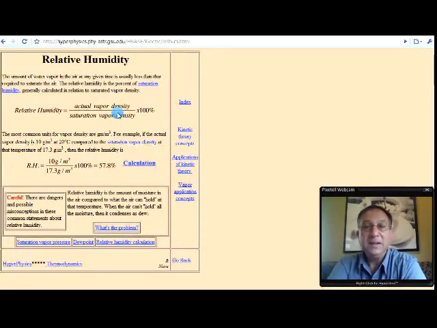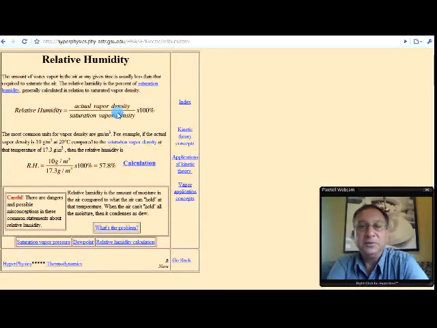In other words, if I take a parcel of air and cool it off to the point where water vapor condenses into water droplets or ice crystals, that's the dew point temperature. So that's how dew point is defined. And the difference between dew point and air temperature is related to relative humidity.